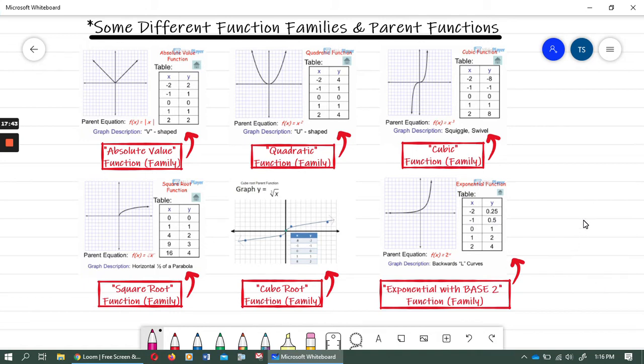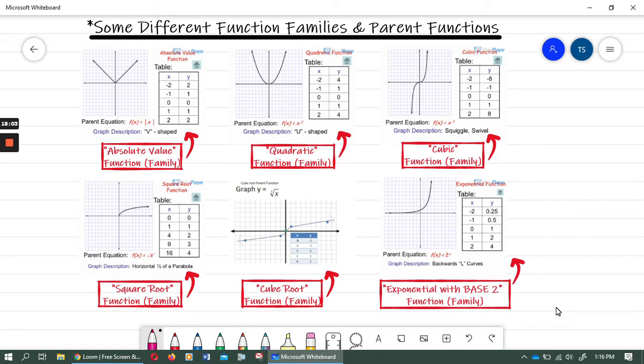We got a whole lot of different function types and function families that we just don't have time to go over. But in this particular course, for my students who are enrolled in my class, these 6 right here, we just kind of want to highlight these parent functions for you.